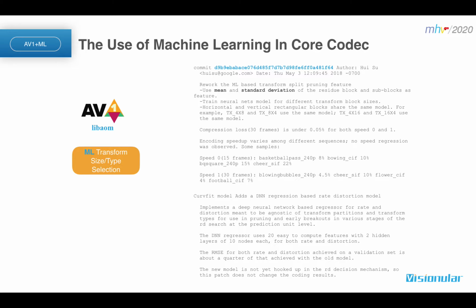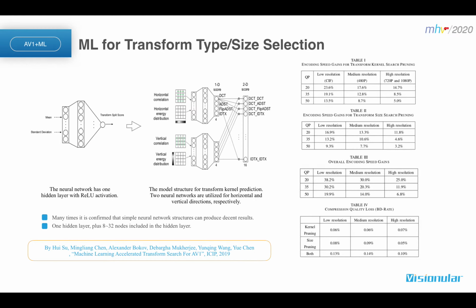The example we are giving looks into the transform type, the transform kernel type, and the transform size selection through the use of machine learning. Here, this is a commit message for libaom, and we will look into the details in this slide. For anyone who is interested in this work, we also present the paper in this slide. This is an ICIP paper that was presented last year.